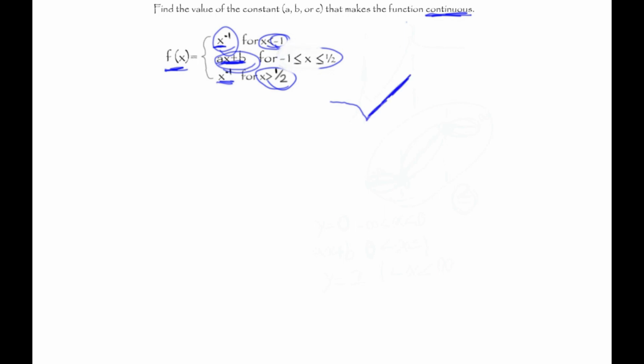Because it had a greater than or equal to sign, although the equation x to the negative 1th power has an open circle at that point, the ax plus b equation has a closed circle at that point, making this point defined. And what this is telling us is that at x equal to negative 1, the function x to the negative 1 and ax plus b will have a solution at x equal to negative 1. Basically, we can use this to set up an equation.